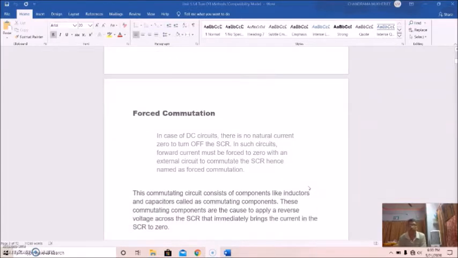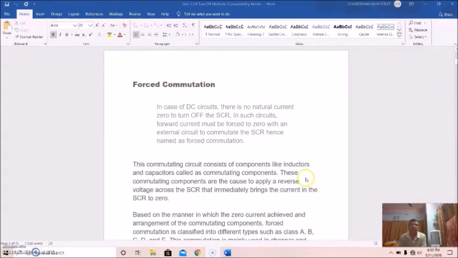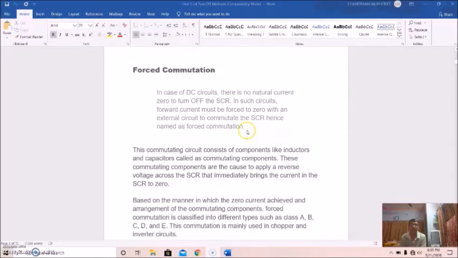In forced commutation, say in DC circuits, there is no natural current zero. So to turn off the SCRs in such circuits, the forward current must be forced to 0 with an external circuit to commutate the SCR, hence the name forced commutation.